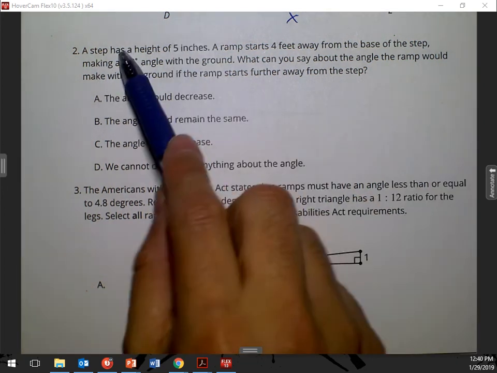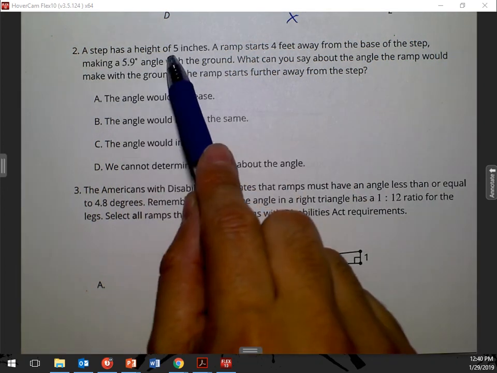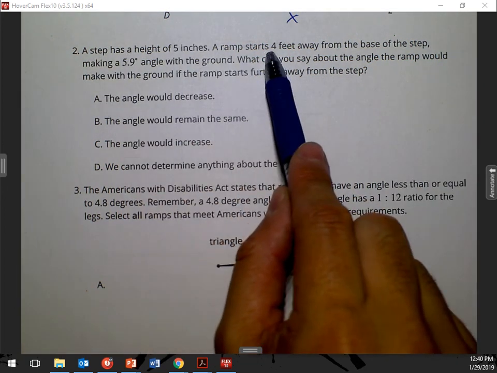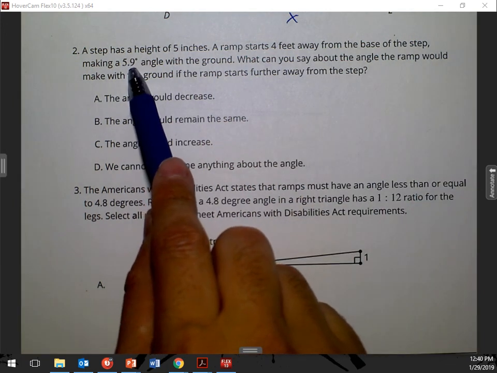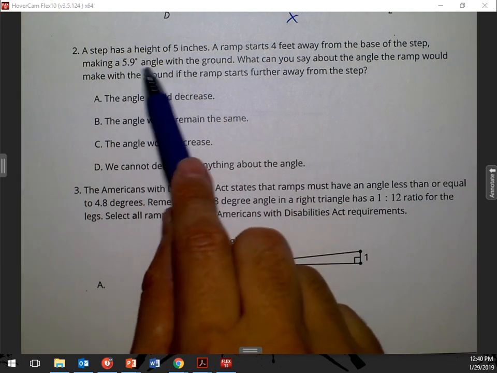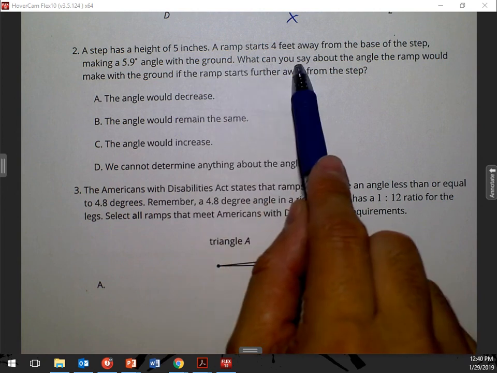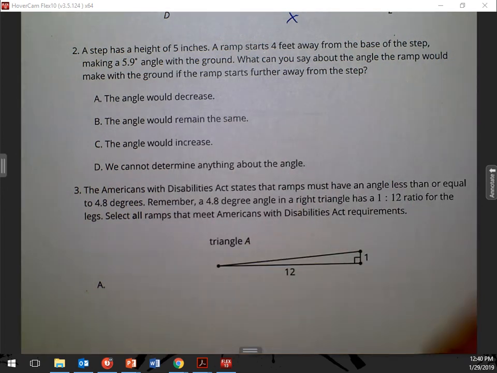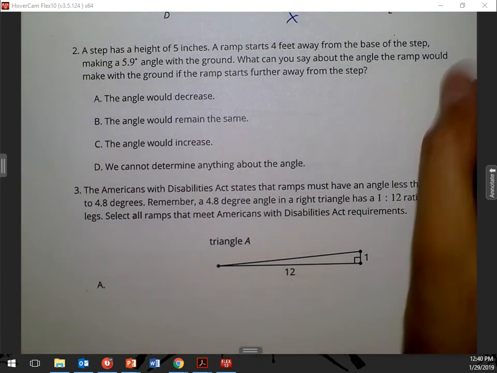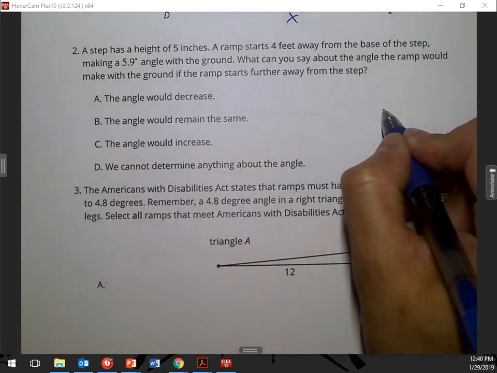Alright. A step has a height of 5 inches. A ramp starts 4 feet away from the base of the step. It makes an angle of 5.9 degrees with the ground. What can you say about the angle the ramp would make with the ground if the ramp starts further away from the step? Okay. Now, let's start off with here.